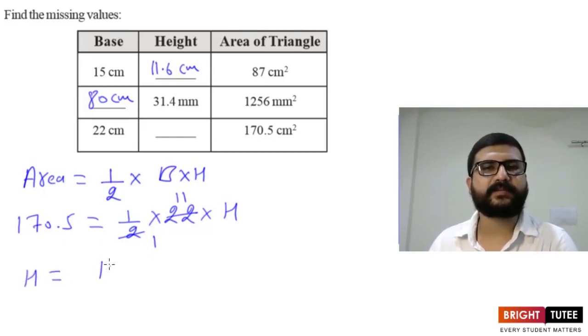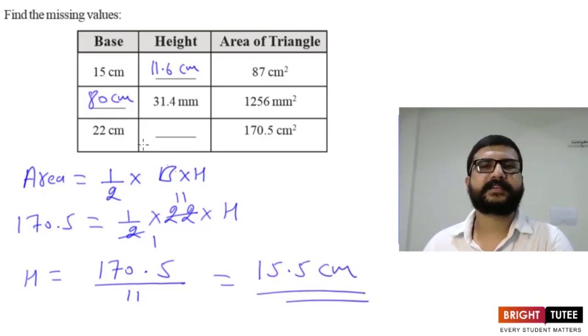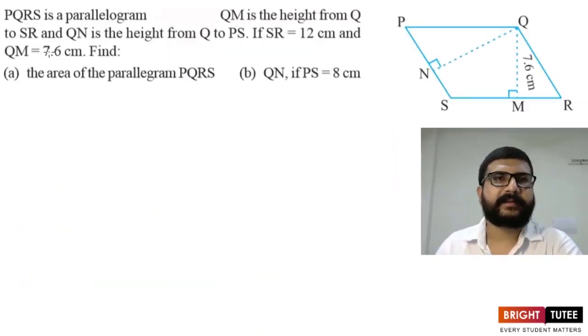Now we can transpose this 11 here on the left side of the equation. So this will give us h is equal to 170.5 divided by 11. Now we know how to divide these numbers. So by dividing, we will get value of h as 15.5 centimeters. So therefore, in this case, height is equal to 15.5 centimeters. And in the previous one, it will be mm, because all the units are in millimeters. Now let's try this question.